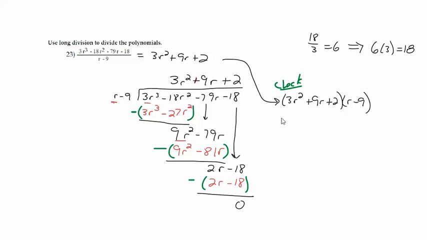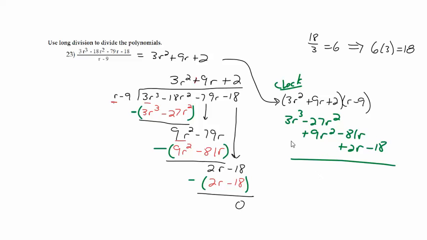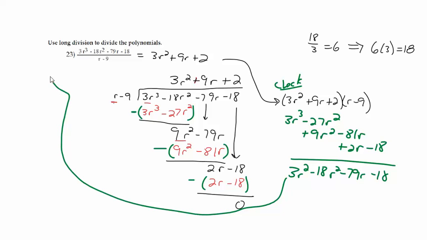Alright, so 3r squared times r is 3r cubed. 3r squared times negative 9 is minus 27r squared. 9r times r, I'm going to write it underneath here, is positive 9r squared. 9r times negative 9 is negative 81r. 2 times r is 2r. And 2 times negative 9 is negative 18. Add up all these terms. I have a 3r cubed. Negative 27 plus 9 is negative 18r squared. Negative 81 plus 2 is negative 79r. Bring down that negative 18. And if we did it right, it should match the numerator up here. All right, we did it.